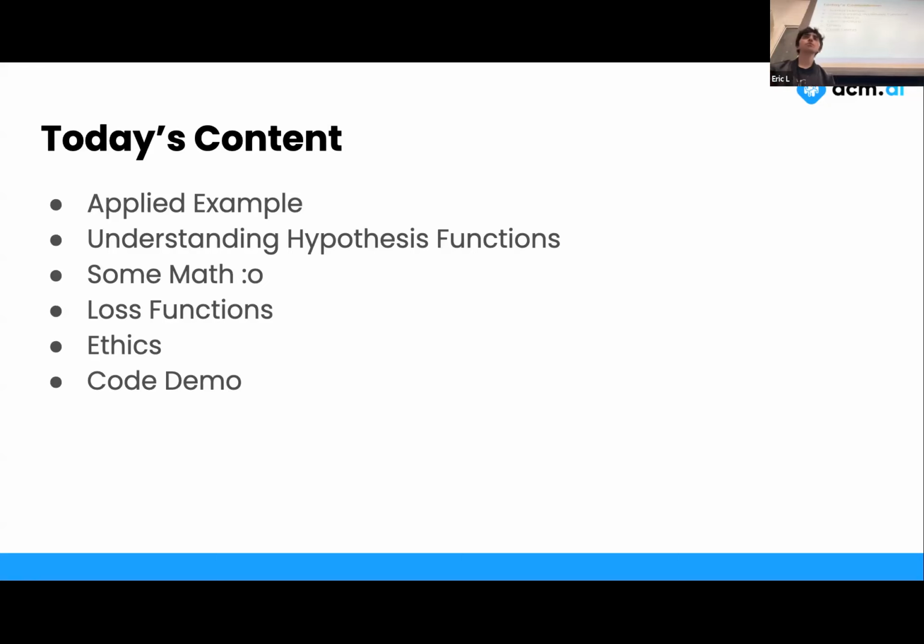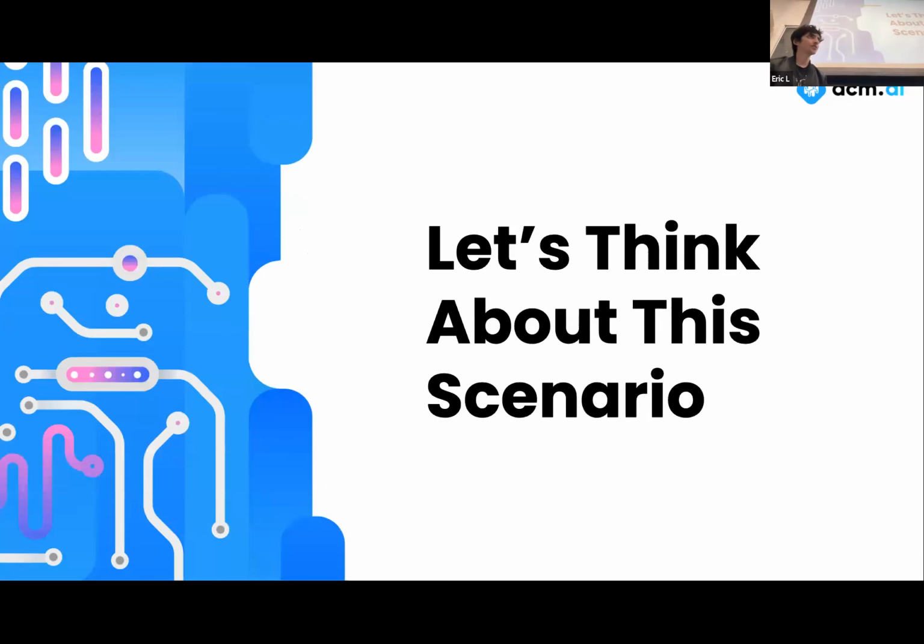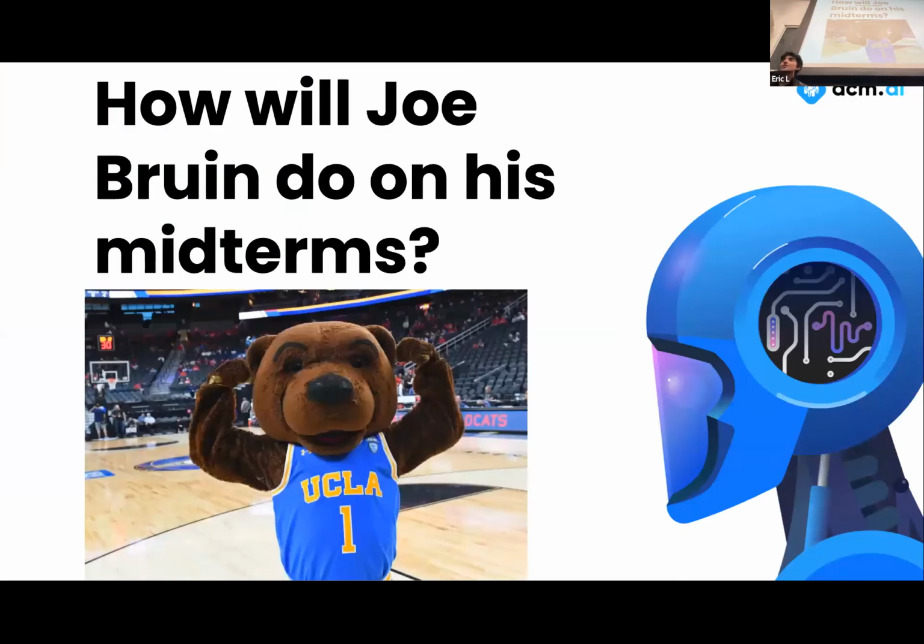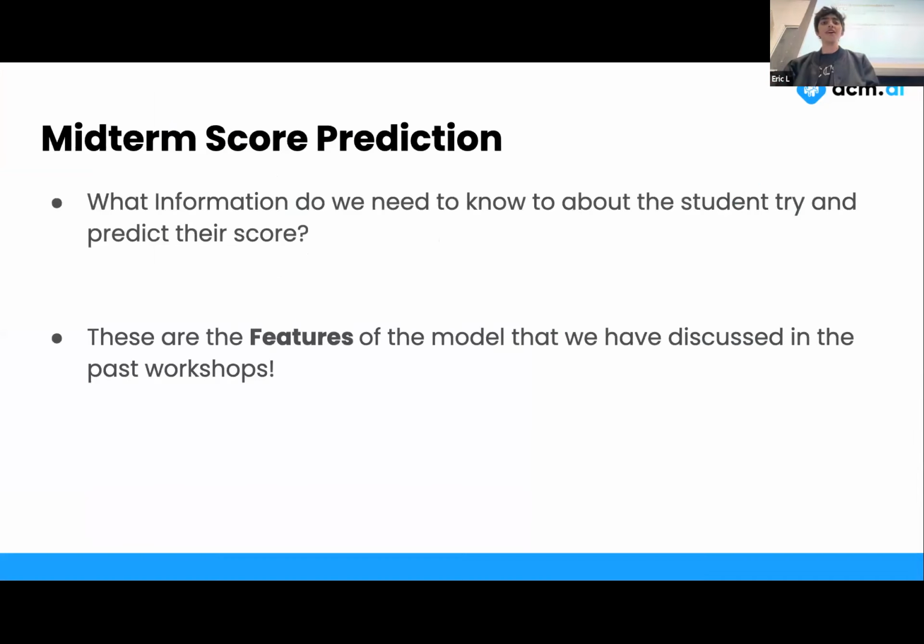All right, cool. So we're going to go ahead and start off with the same scenario that we brought up. How will Joe Bruin do on his midterms? So the first thing we want to talk about are factors that will contribute to people's performance on their midterms. What sort of information do we need to know about the student to try and predict their score? We call this information the features of a model. Does anybody have any ideas? They will most likely be the same ones as we discussed from Workshops Open Day. Any ideas?